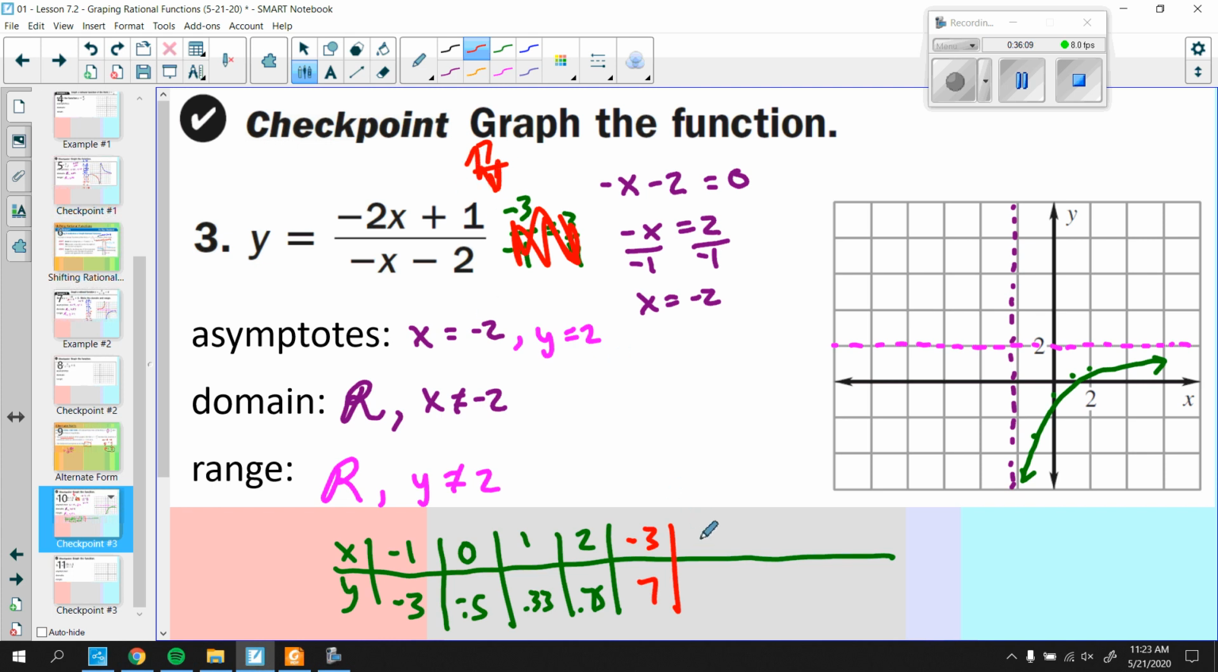All right, next one. -4. So positive 8 plus 1 is 9 over -4. So the opposite of 4 is 4. 4 minus 2 is 2. So we're talking 4.5.